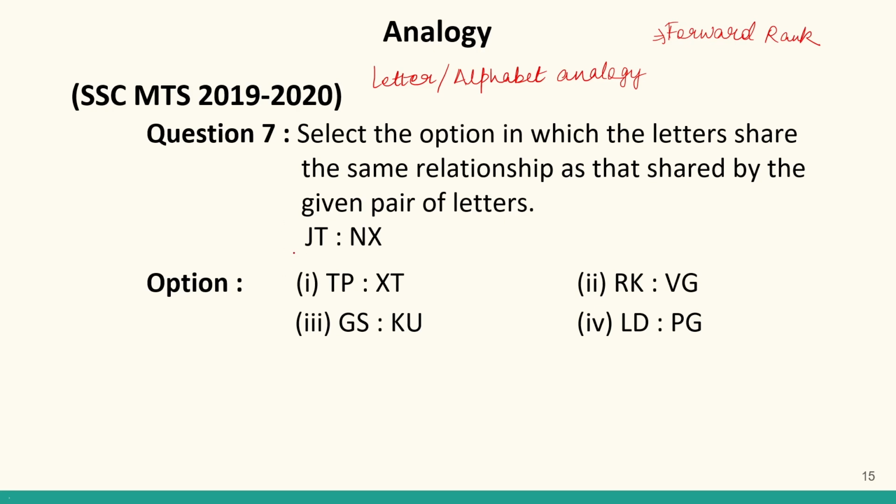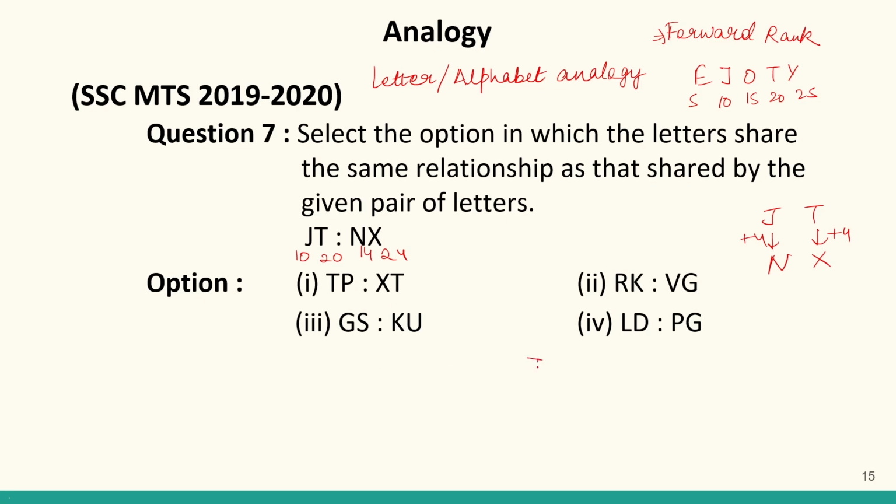So J is positioned at 10 and T is positioned at 20. Again, I told you a shortcut called AJOT, by which you can remember the corresponding forward rank. So J is 10, T is 20. Similarly, N is how much? N is 14 and X is 24. So if I write them like this, I can clearly see that both of these are moving 4 positions forward. So we have to find an option which moves 4 positions forward.